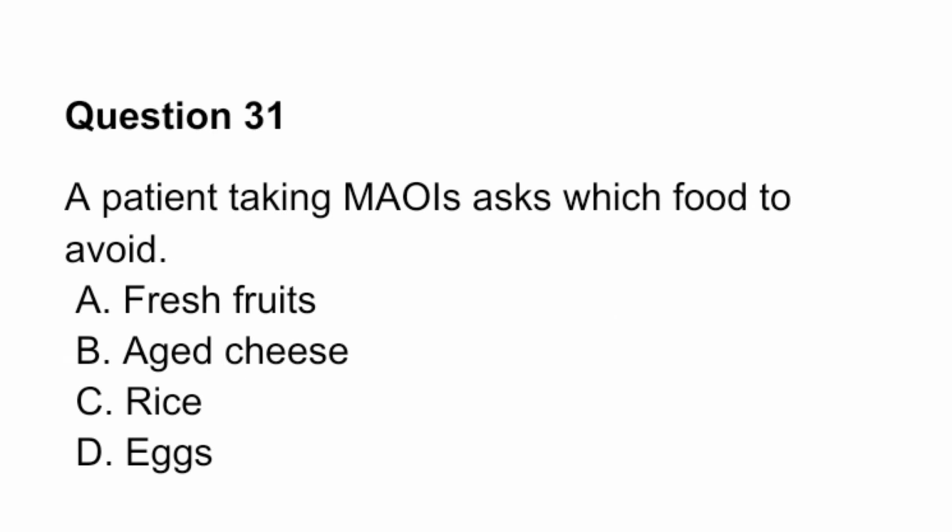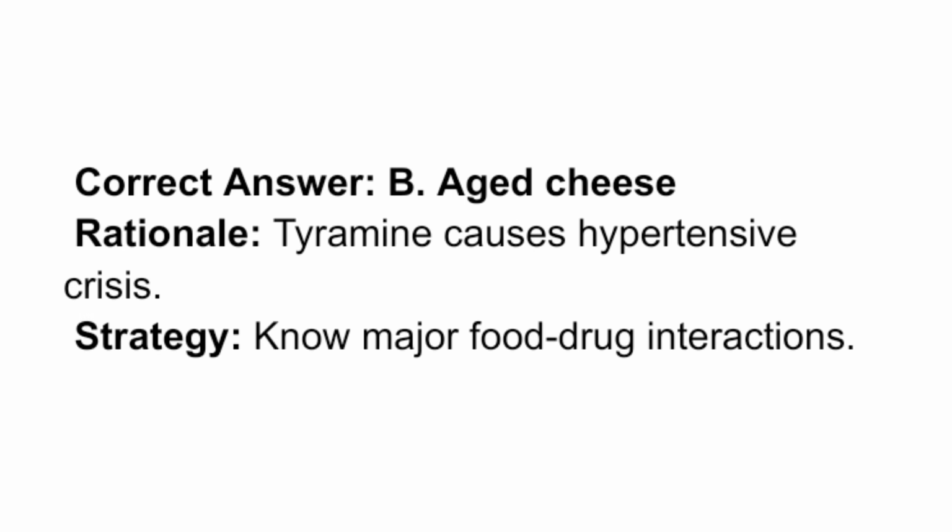Question 31. A patient taking MAOIs asks which food to avoid. A. Fresh fruits. B. Aged cheese. C. Rice. D. Eggs. Correct answer, B. Aged cheese. Rationale, tyramine causes hypertensive crisis. Strategy, no major food-drug interactions.